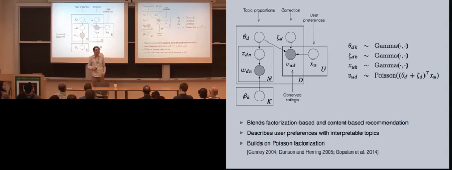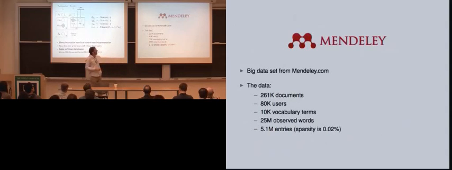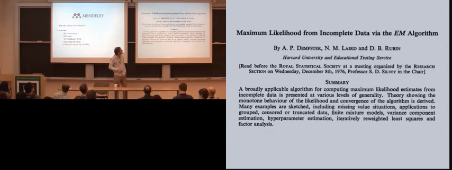Good. Okay, so we have a big data set from Mendeley. They got bought at some point, but they were a company where people could share their BibTeX files. We have 261,000 documents and 80,000 users, and these are the statistics around the documents themselves. These are abstracts. Here's the EM paper, and this is the abstract: a broadly applicable algorithm for computing maximum likelihood estimates, and so on. You can see that this is really a paper in JRSSB, in the 70s.